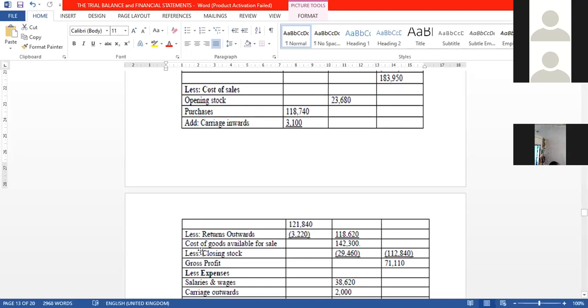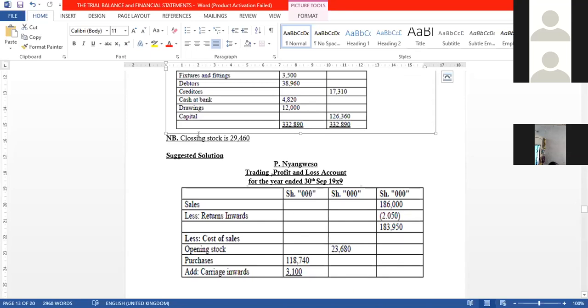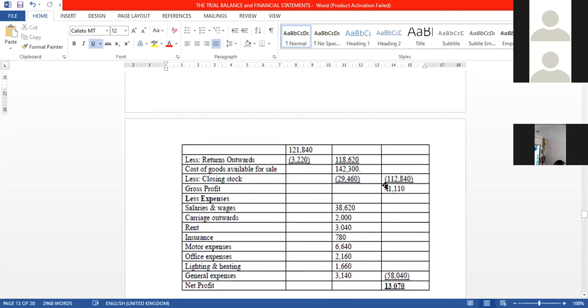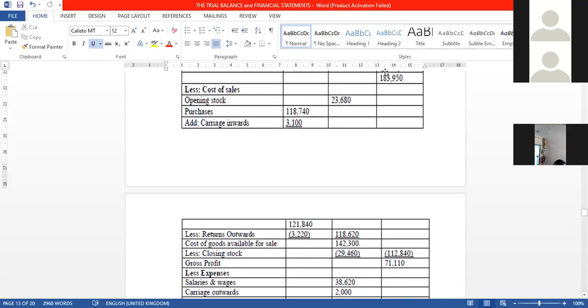And the next item was to less closing stock. Remember, closing stock is indicated down here. You can see it there. I've colored it yellow. That is the closing stock. Once you less that closing stock, you get 112,840. That becomes the cost of sales. Once you less this figure from the figure of net sales here, what you get is 71,110, which is our gross profit.